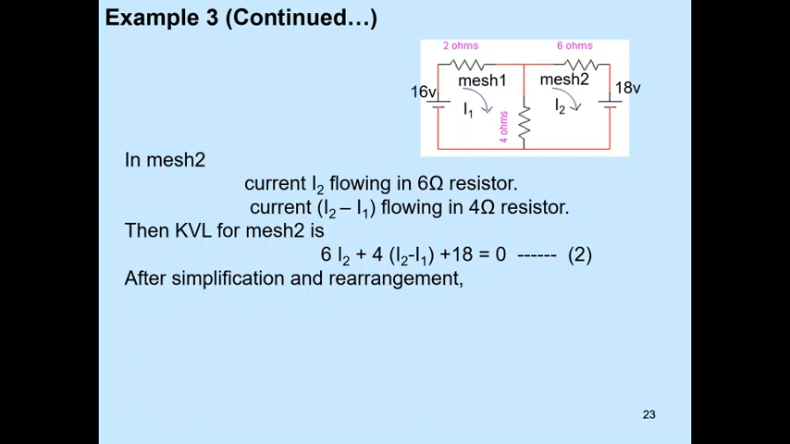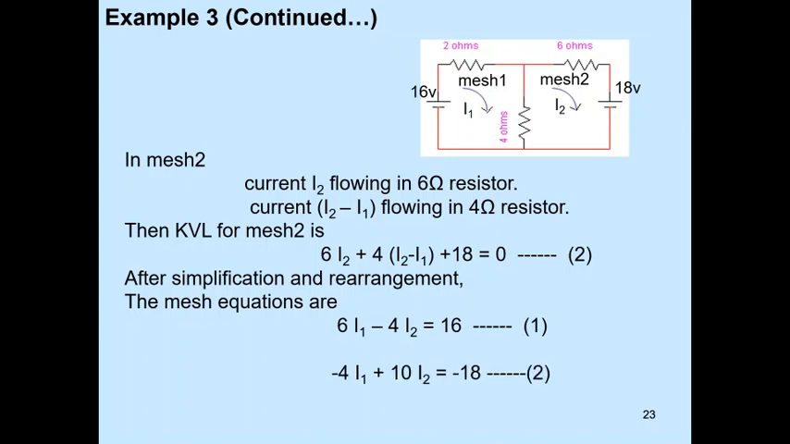So after simplification, we can rearrange the mesh 1 and mesh 2 equations. Both the equations are 6I1 minus 4I2 is equal to 16, that is mesh equation 1, and minus 4I1 plus 10I2 is equal to minus 18. This is mesh equation 2.